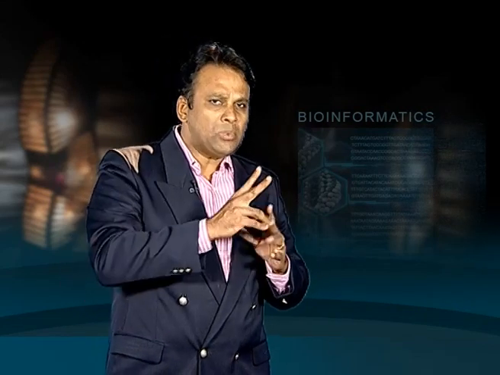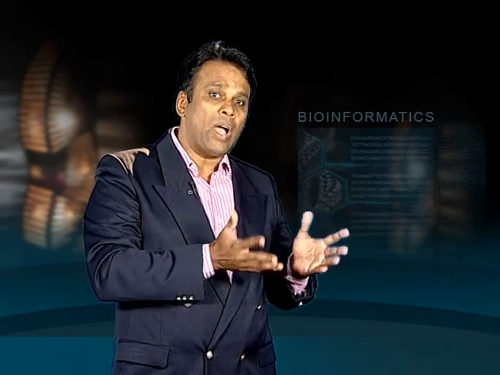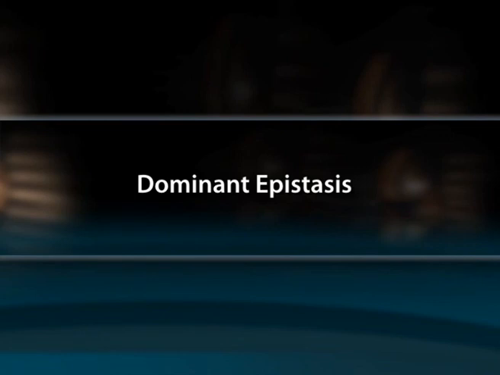There are two types of epistasis, dominant and recessive epistasis. If a recessive gene masks or suppresses the expression of a dominant non-allelic gene, then it is known as recessive epistasis, while if a dominant gene masks or suppresses the expression of another non-allelic dominant gene, it is known as dominant epistasis. Now, let us look into dominant epistasis.